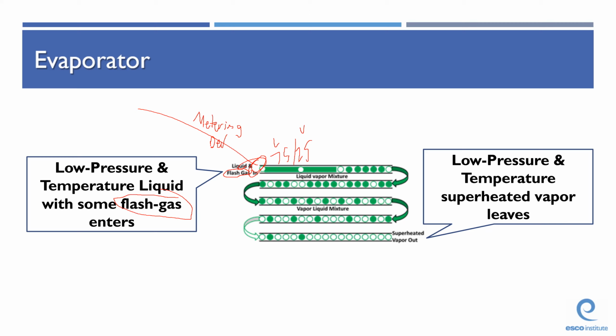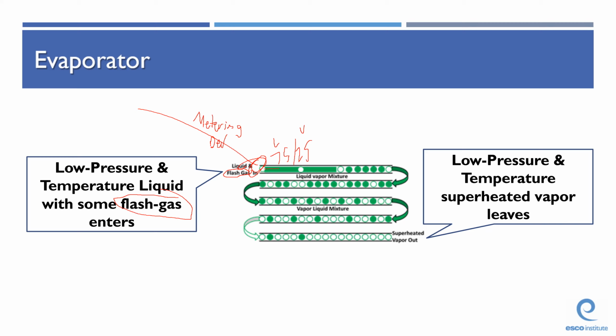It's extremely cold. It's been rapidly depressurized by the metering device. So again, extremely cold, ready to boil off. As soon as it comes in contact with any heat, it's right on the cusp of its boiling point. So any additional heat that it can pick up, it's going to boil off. It's going to try to pick up as much heat from its surroundings as possible as it boils off.